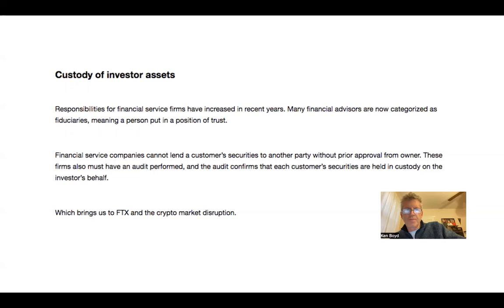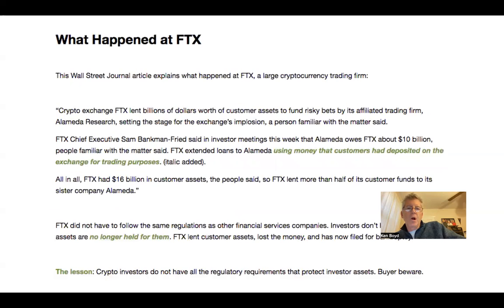So the Wall Street Journal article explains what happened to FTX, which is a large cryptocurrency trading firm. Crypto exchange FTX lent billions of dollars worth of customer assets to fund risky bets by its affiliated trading firm, Alameda Research, setting the stage for the implosion. So FTX lent customer deposits, about $10 billion worth, to a related company, and I have in bold, using money that customers had deposited on the exchange for trading purposes.